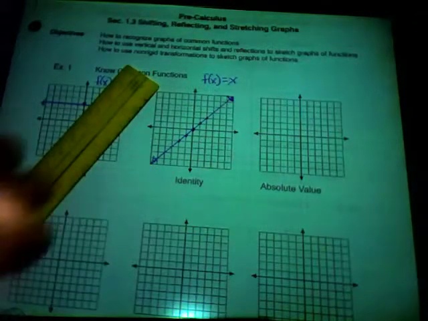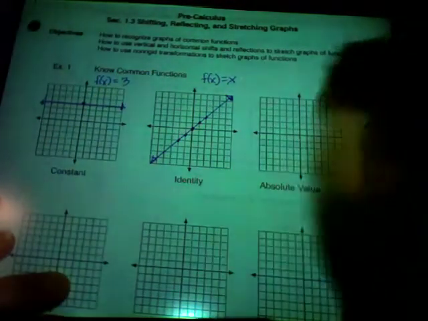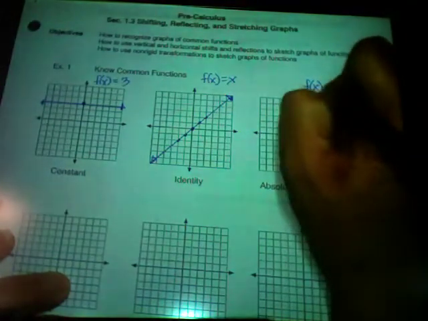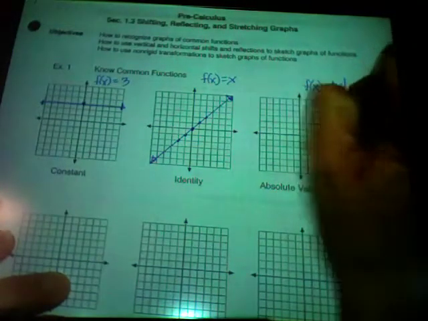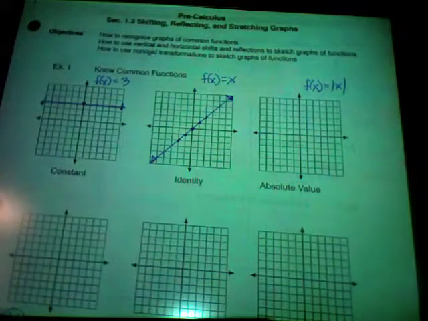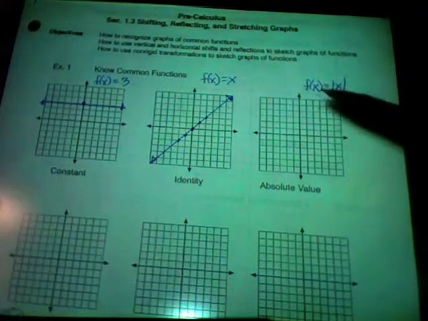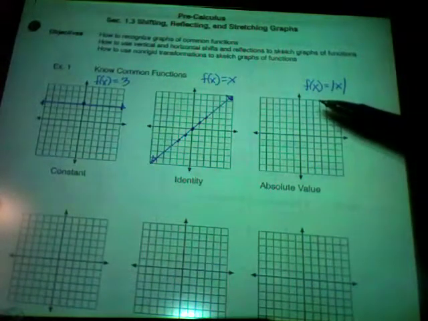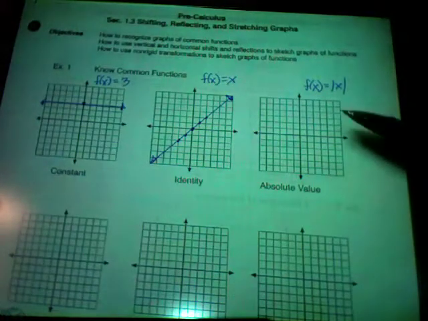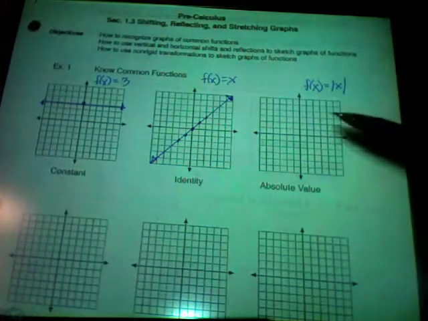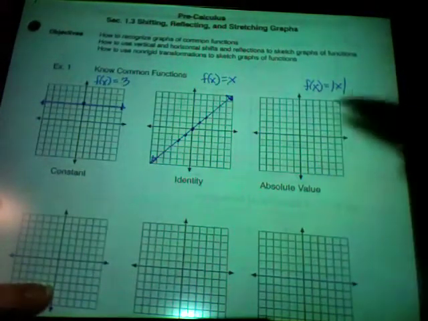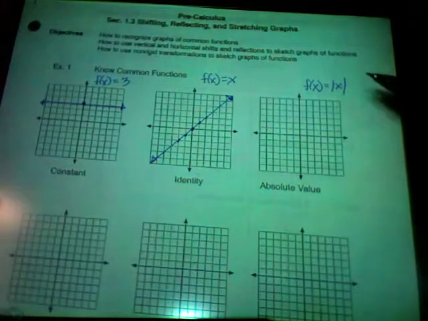Then one of my favorite graphs, f of x is equal to the absolute value of x. Who remembers what that looks like? It's a V. That's right. And it's a vertex. And again, if you forget these, you just start plugging in points. I don't ever memorize what the graph looks like, except I do because I do it so often. I just start plugging in values for x and get y.